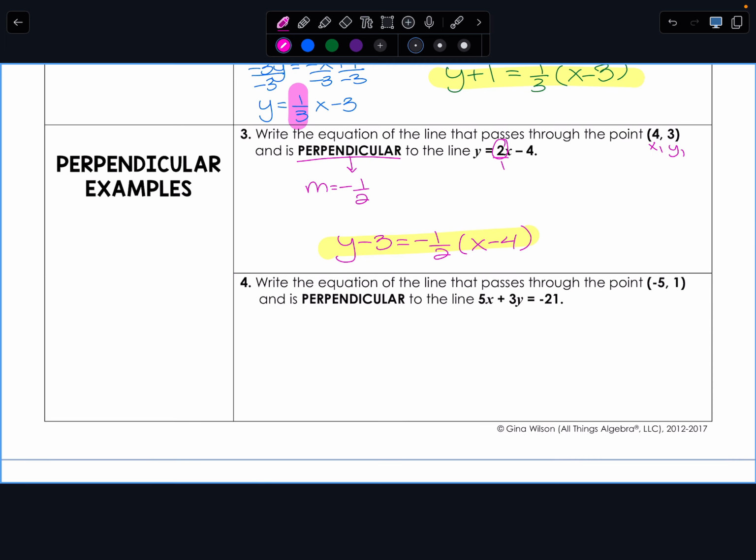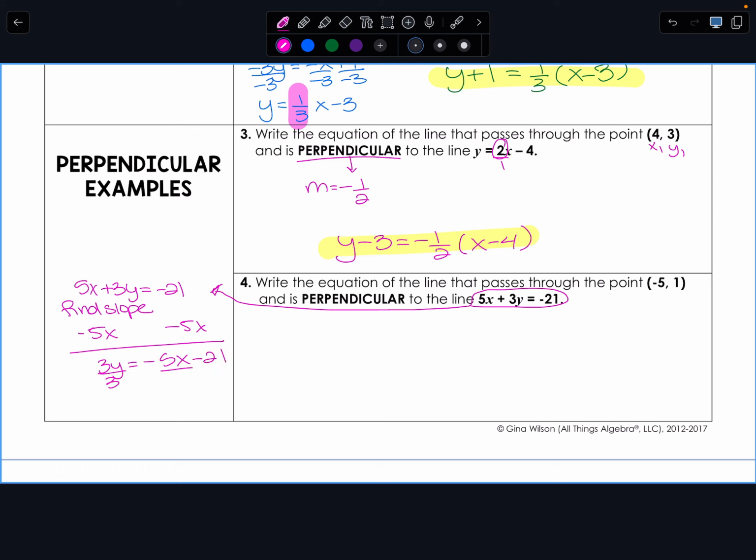All right, so it only requires effort when they're in standard form. So if I have 5x plus 3y is equal to negative 21, I have to find the slope. So I would subtract 5x from both sides. So 3y is equal to negative 5x minus 21. Divide everybody by 3. So y is equal to negative 5/3 x minus 7. So the slope that I care about is negative 5/3.